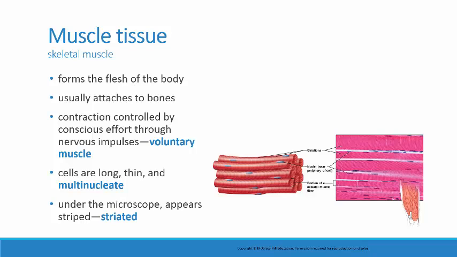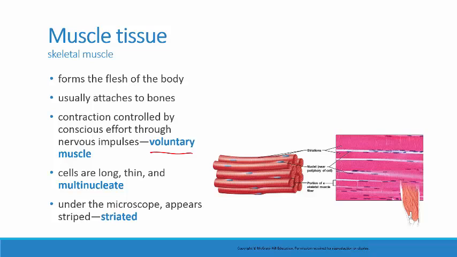The contraction of skeletal muscle is controlled through conscious effort. We're aware of the work that we're doing to make these muscles move. We talk about that then as voluntary muscle. Any muscle that we can control with our conscious mind is a voluntary muscle.